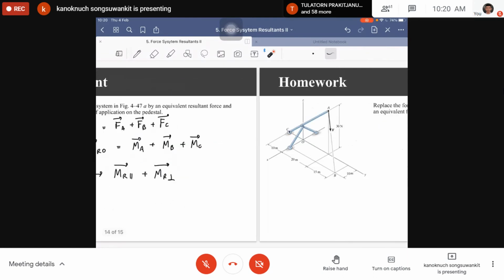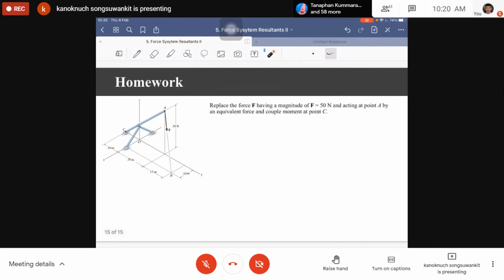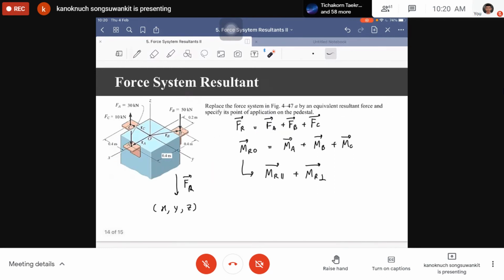And for today's homework, one question. Also replace the force F by the equivalent force and couple moment at point C. Okay, for this question, try to solve it by yourself first, and I will send the answer to you later. Okay, sorry because we ran out of time, so I cannot explain in detail. But I will send the answer to you.